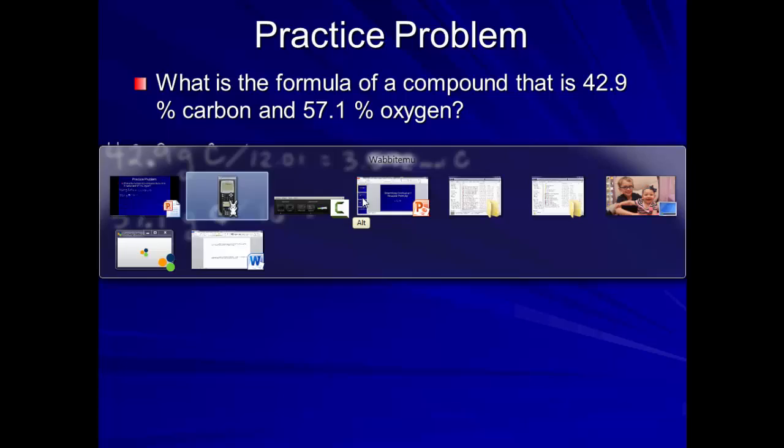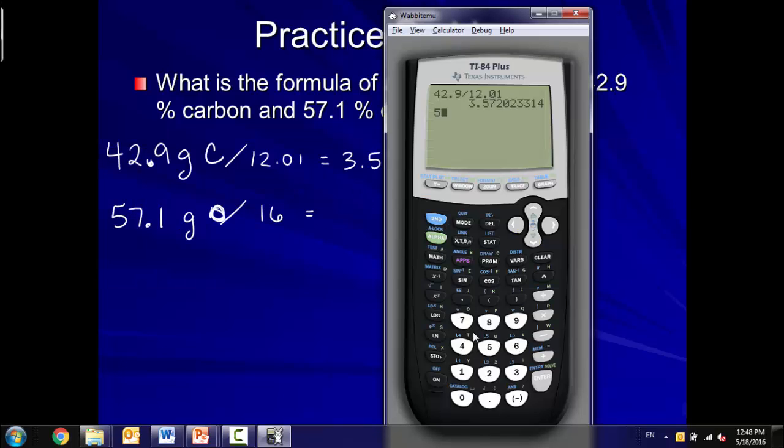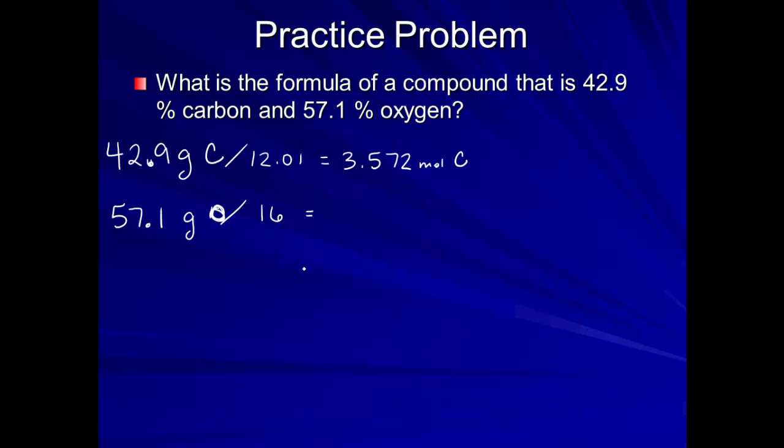And oxygen, let's do that calculation. 57.1 divided by 16. 3.569. Moles of oxygen. Okay? So let's think about our rhyme, percent to mass. Mass to mole, we just did that. The next step is divide by least. So I'm going to divide them both by whichever one is the smallest, which is 3.569.